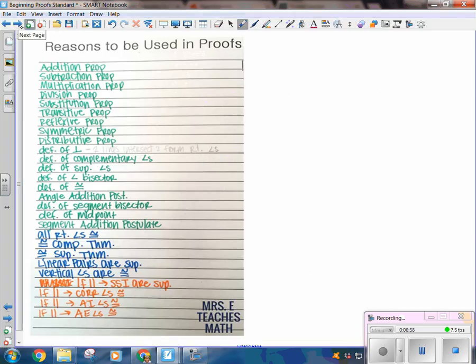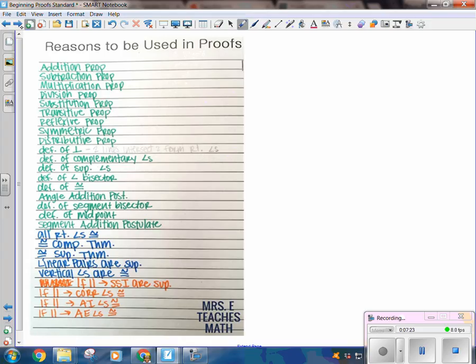This happens to be a page I found from Mrs. E. Teaches Math website. This is from an actual geometry teacher, and this is a list of all the different reasons that students could use in proofs that she has collected. Of course, this is just a snapshot of something that a student had written in their notebooks, and I thought this was pretty easy. Some of these we won't need to worry about, but several of these we have done.